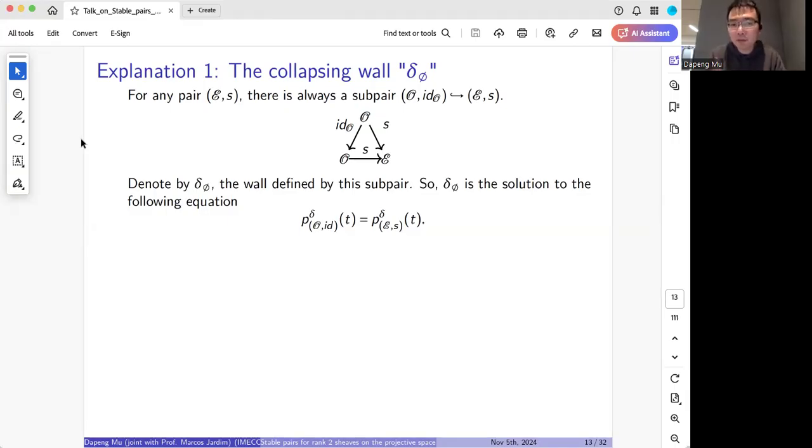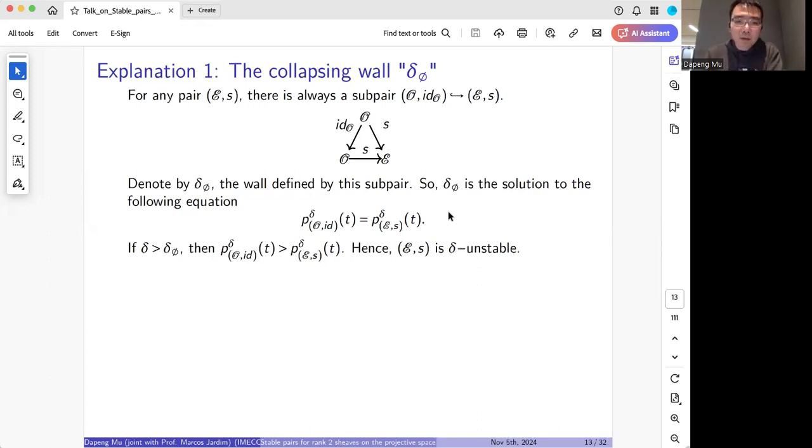We'll see very soon why I use this empty set. By the wall for this pair, I mean the solution to this equation: the wall is when your subpair and your pair have the same Hilbert polynomial. So it's an equation in delta, and you solve for delta. I'll call the solution delta empty set.